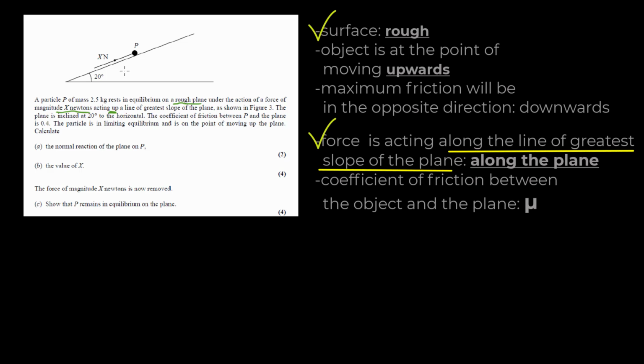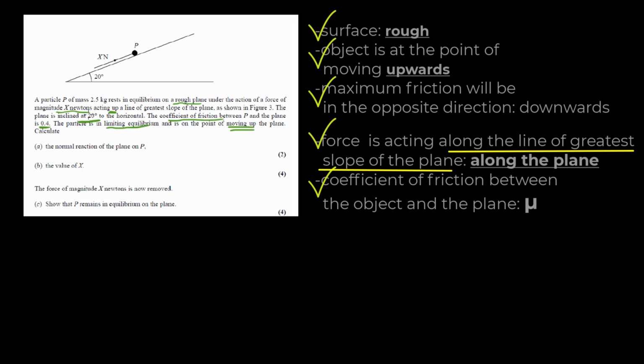That's all it means. So with the information that we have read so far, the angle is, we know, 20 degree, and the value of mu is also given. Coefficient of friction is 0.4. The object is in limiting equilibrium and it is on the point of moving up. That means the friction will move in the opposite direction. So this is all the information.